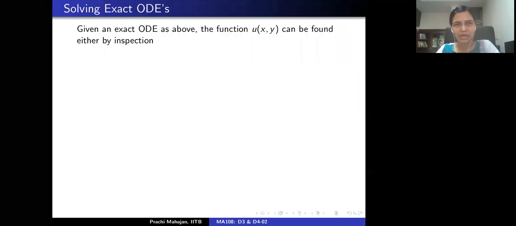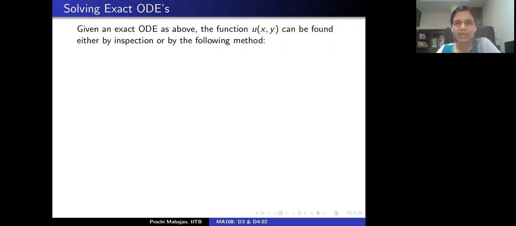Okay. So we have somehow convinced ourselves that looking at an exact ODE is useful, because anytime you have an exact ODE, you get hold of this function u, and that guides you to a solution of that ODE. Now, how we get hold of this function u is important, right? So here is something about that. One way to find u is by inspection, of course. And the second way is a systematic approach described below.